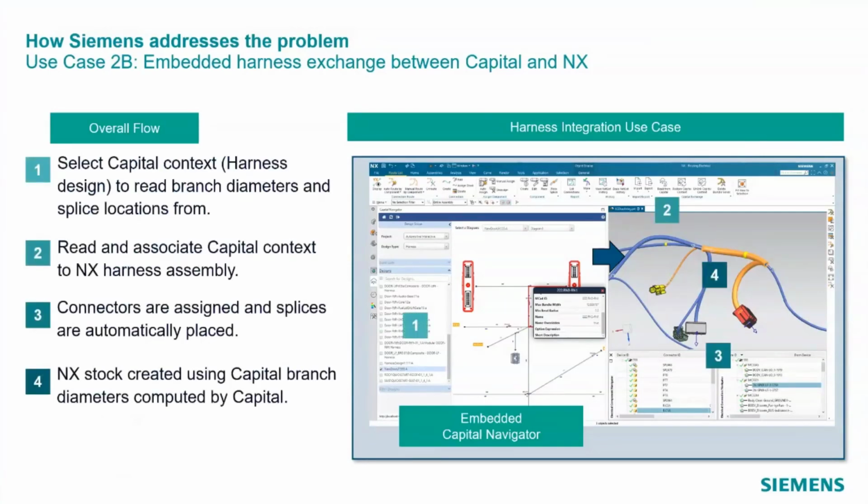So as you see here, after all the harness engineering tasks are done within Capital, the MCAD engineer can get the latest design data within the NX application. The user can apply Capital context to his NX electrical assembly, enabling automatic splice creation and positioning, and bundle diameter updates in NX based on wiring content.